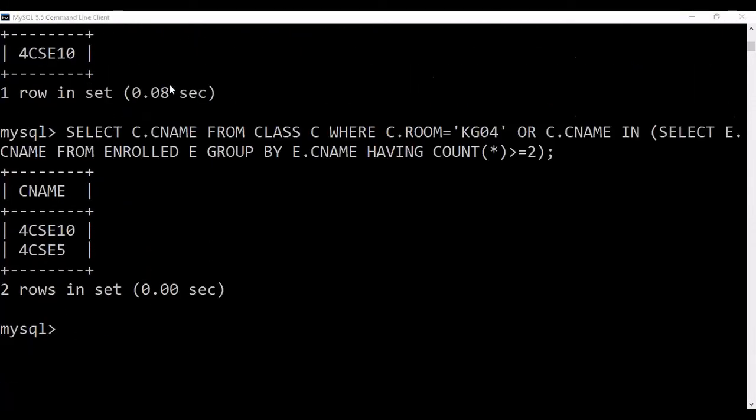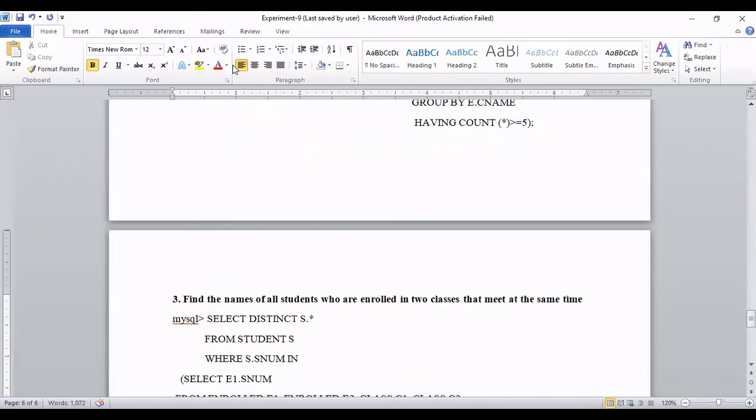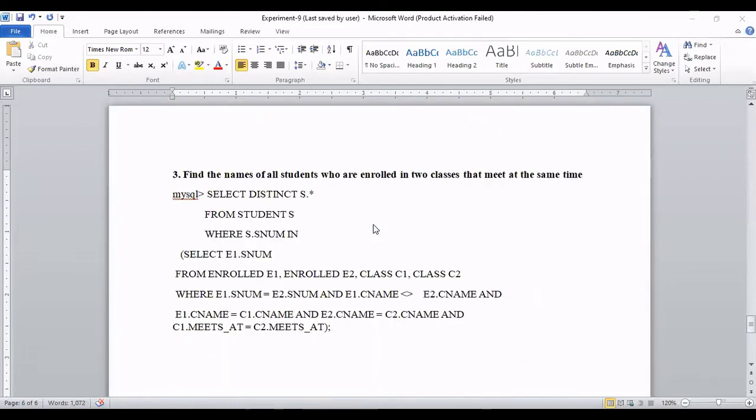Then moving to the third query. There are 4 or 5 queries only. Now I'm moving to the third query, which is also easy. Experiment 9, third query. So what is the third query here? This is very easy. Find the names of all students.